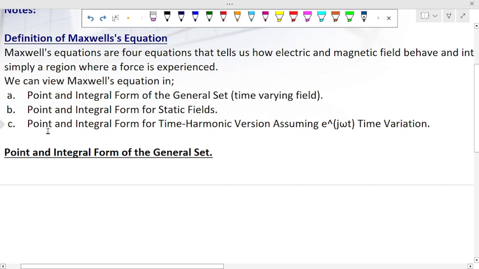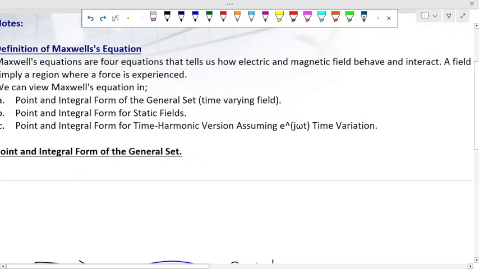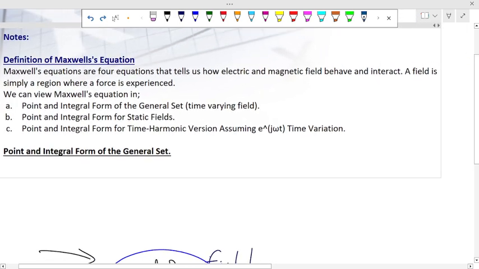Now, since we've established the basic concept of Maxwell's equations, saying that there are four equations that tell us how electric and magnetic fields behave and how they interact, since this is about electric and magnetic fields, we can give the four equations. We might say there are four equations that explain their behavior. So these four equations can come in the form of general sets, okay? General sets. I should highlight that.